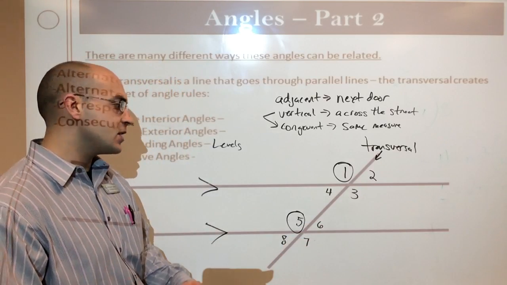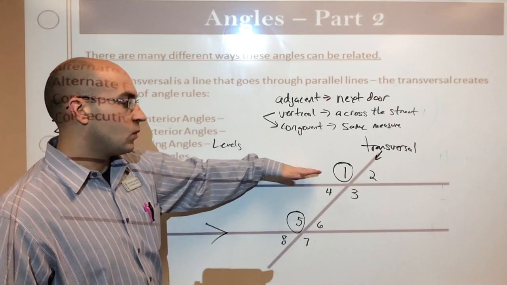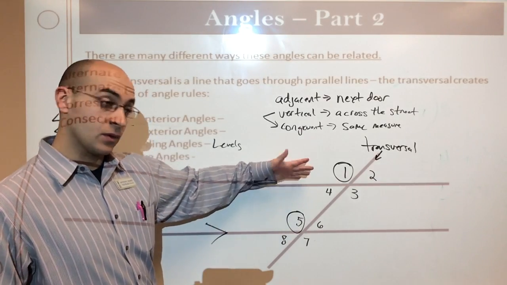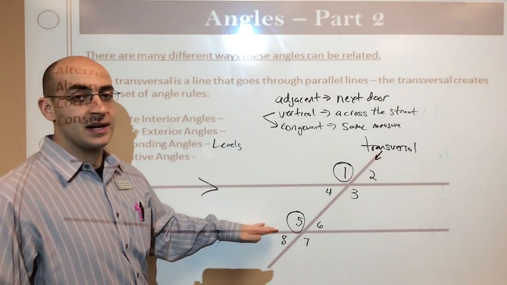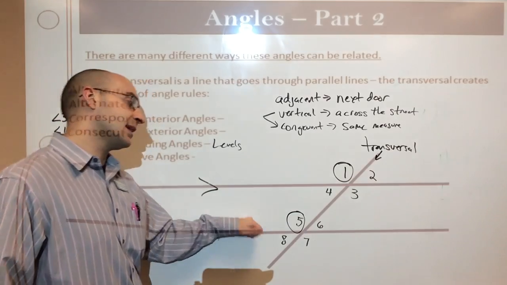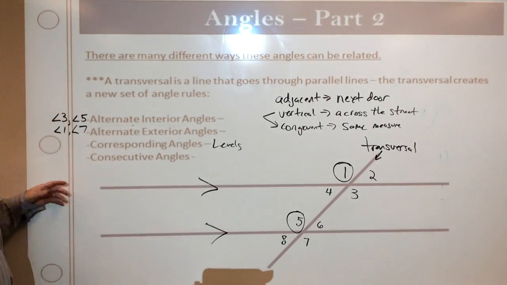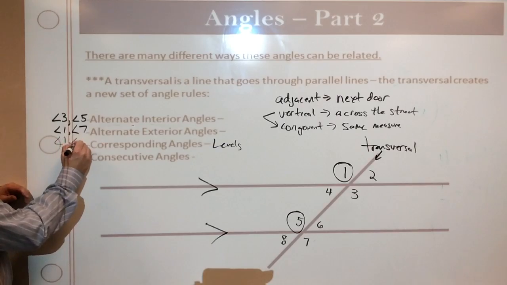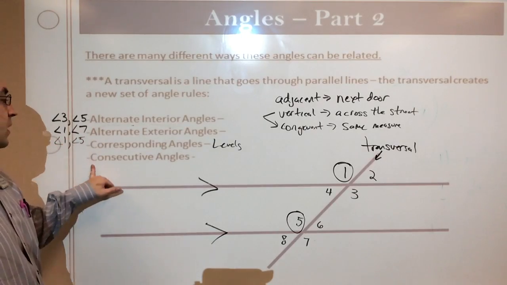So this one's a little bit more challenging, but think of levels. If you get one angle on the first level or the second level, you need its opposite pair on the other side or other level. Okay? And they're also congruent, so we'll just go over here. Angle 1 and angle 5 are corresponding.